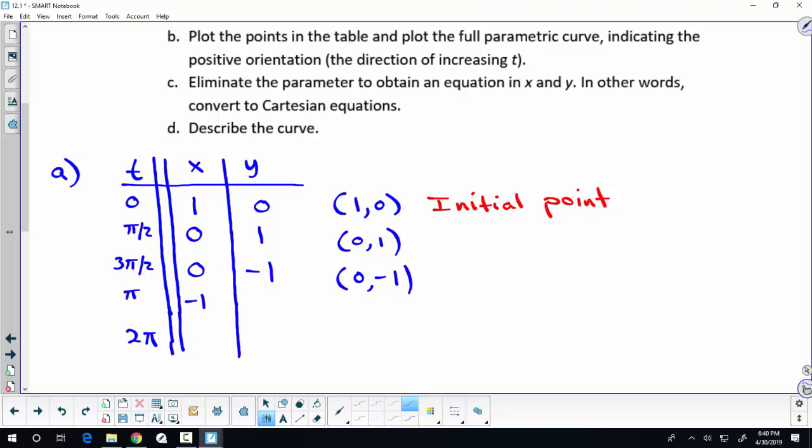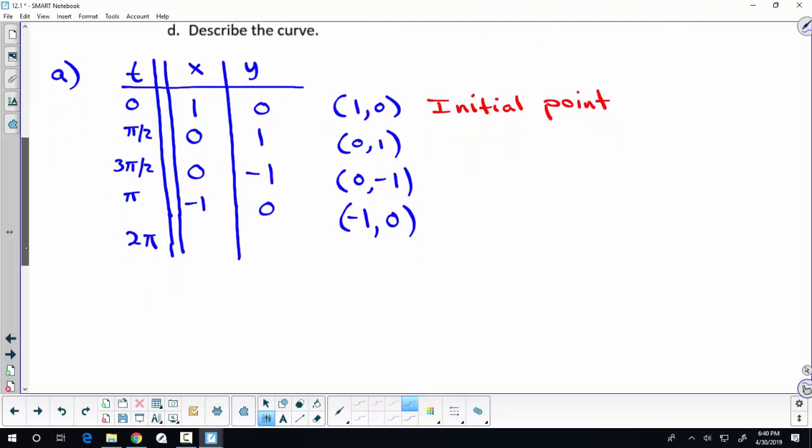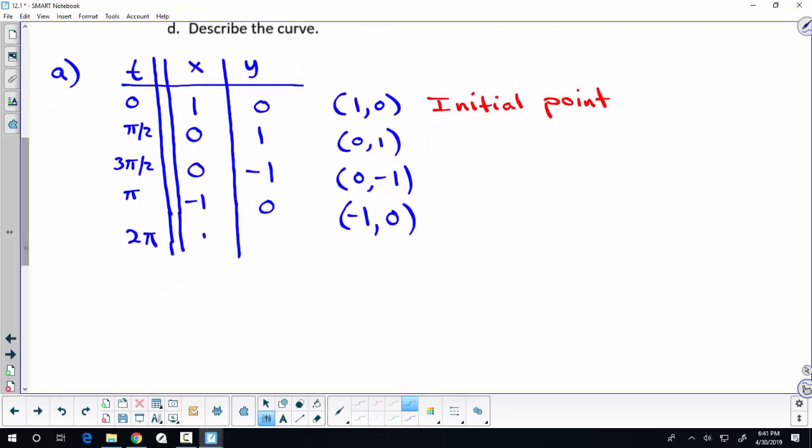Cosine of pi is negative 1, sine of pi is 0, so (-1, 0). And then cosine of 2 pi, sine of 2 pi. You see the ending point when t is 2 pi is the exact same thing as the starting point. So we start at (1, 0) and we end at (1, 0).